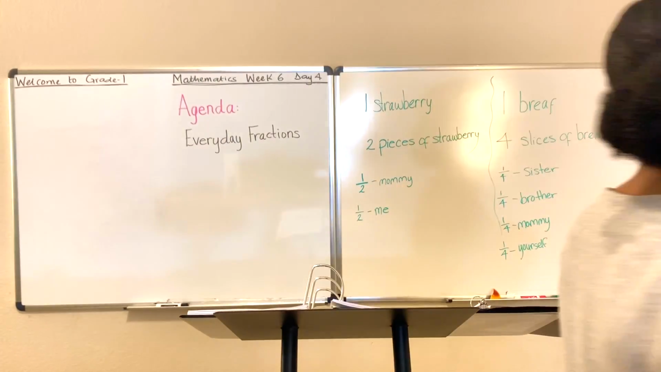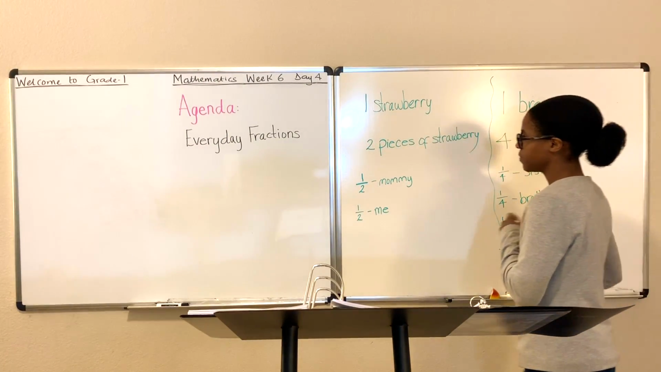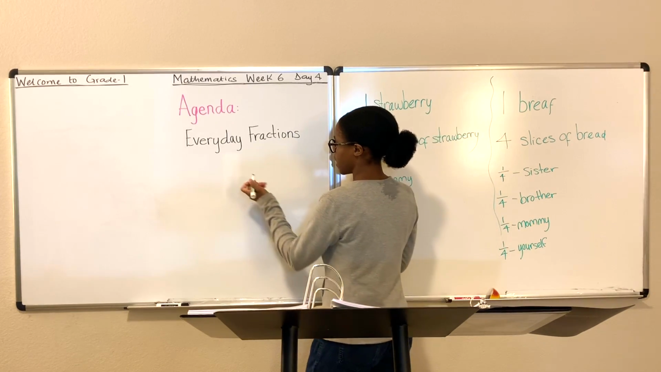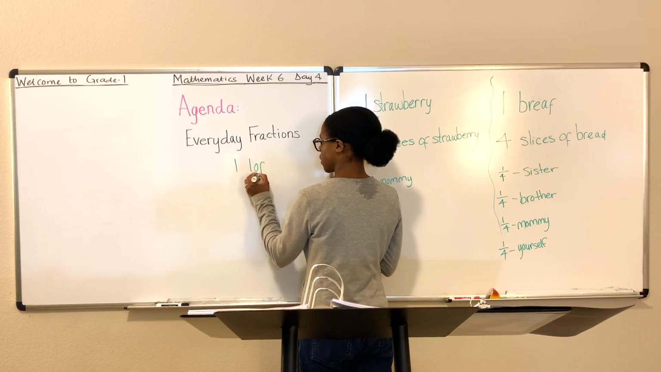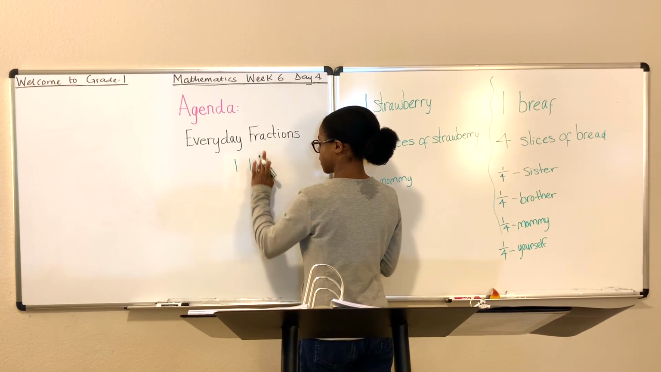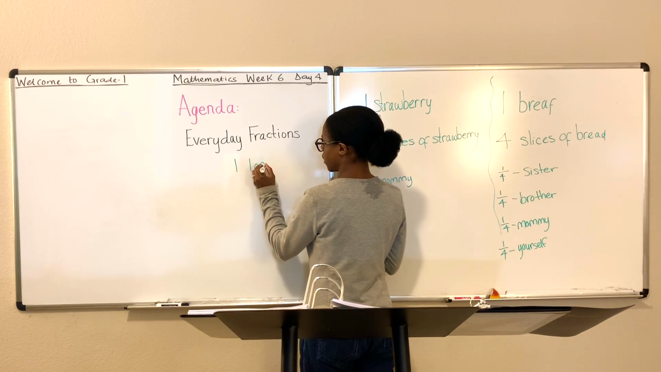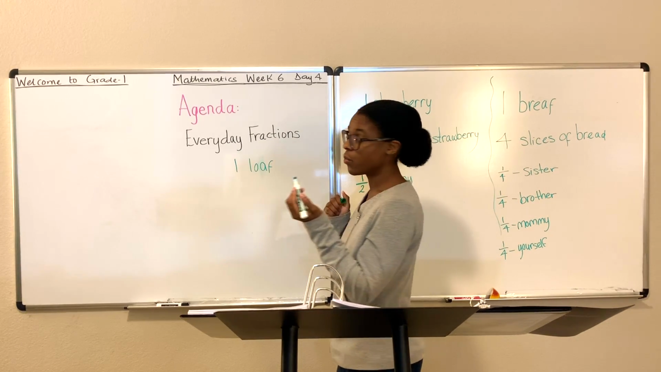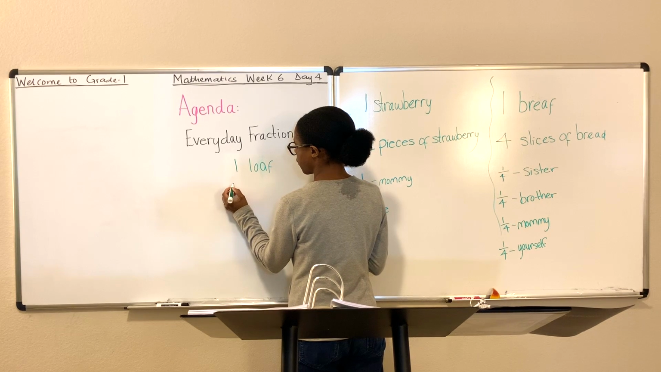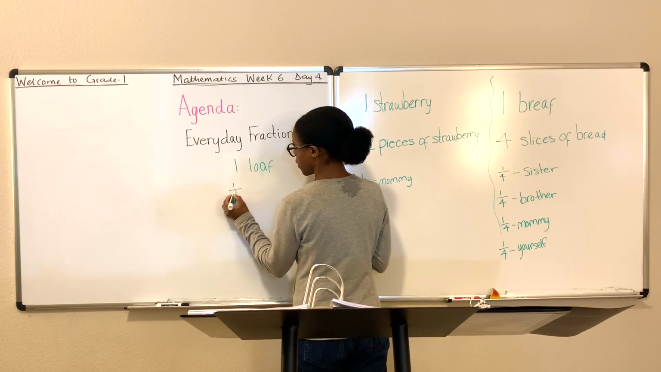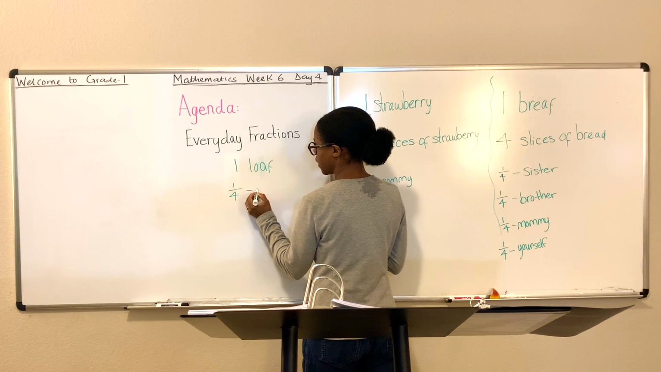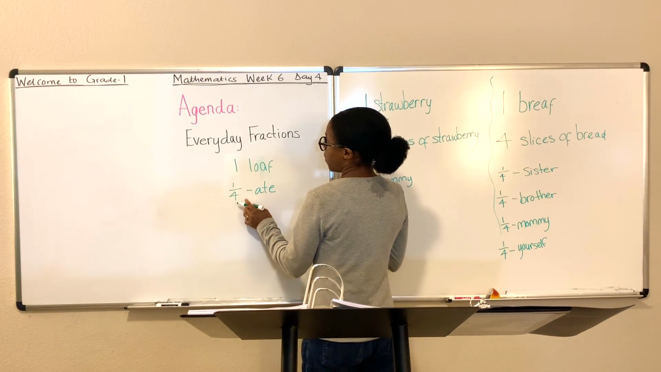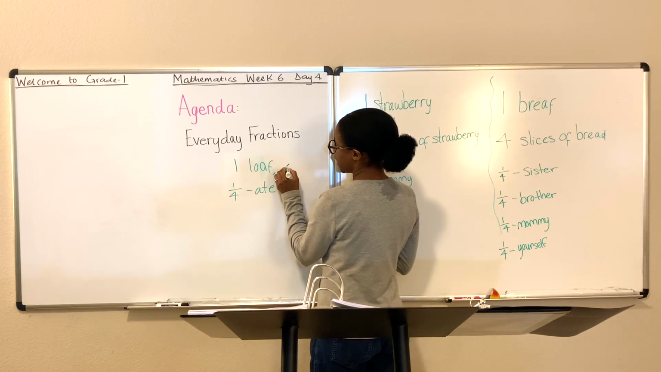Okay, let's see if I can write that down. We'll just write it over here. So we have 1 loaf, if I can spell loaf correctly. We have 1 loaf, and we divided it into 4 parts. We only wanted 1 part of the 4 parts. So we took 1/4 of the loaf and we ate it. But that was after we had divided it into 4 parts.